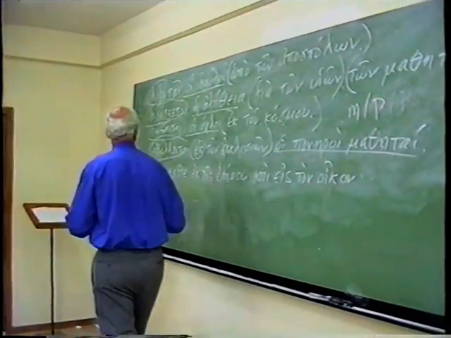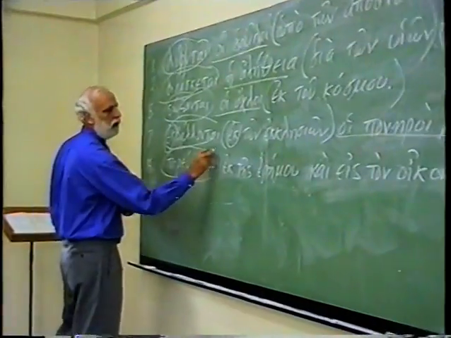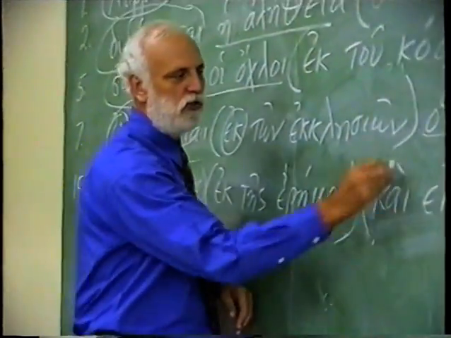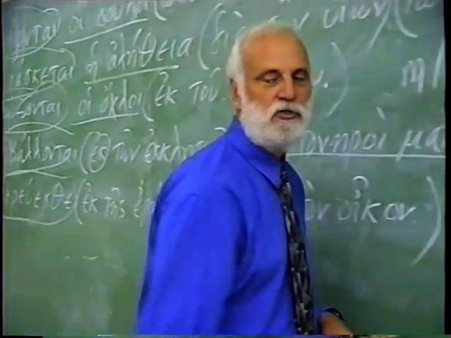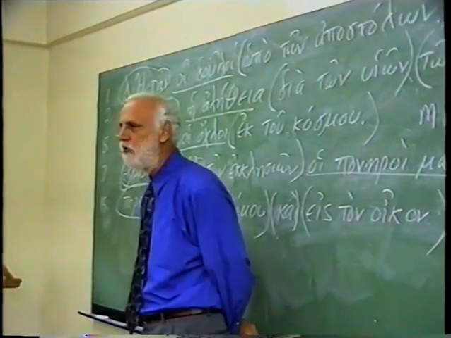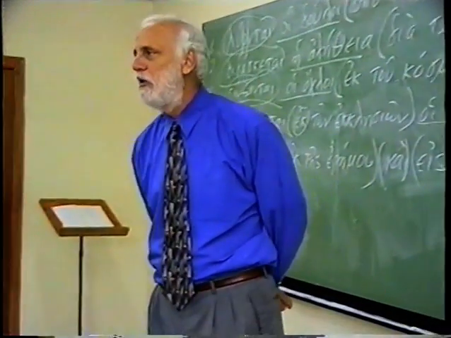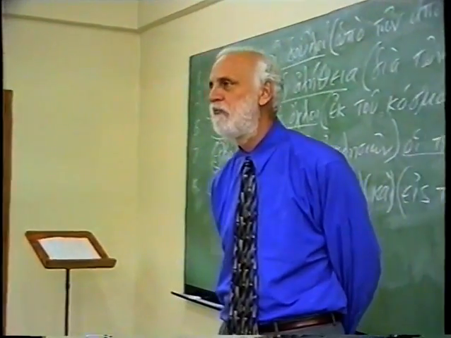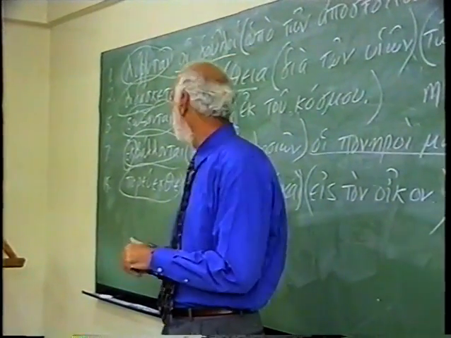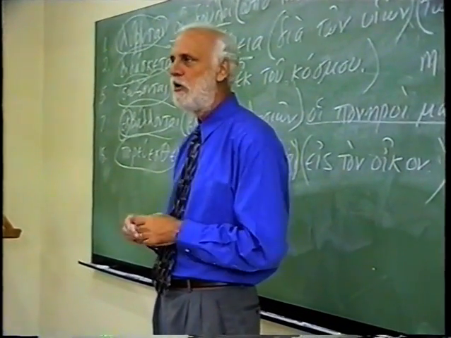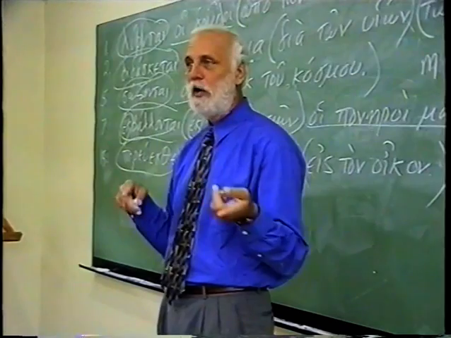Okay, one more. Pareuesthe, verb. Ek tes erEmou is a prepositional phrase. Kai is a conjunction. Eis ton oikon is a prepositional phrase. So, go to the verb, pareuesthe. And translate. You what? What tense is it? Present. You are coming. You are going. Or you come, or you go, right?